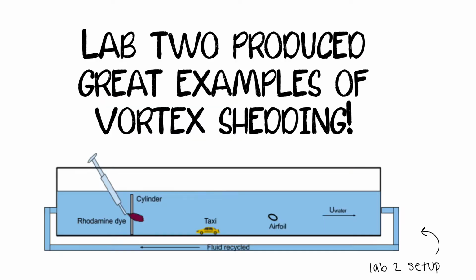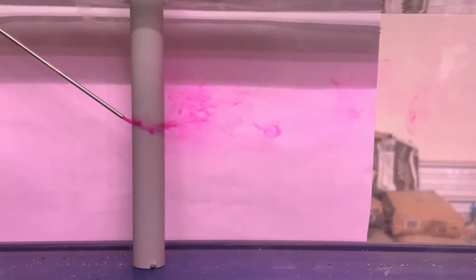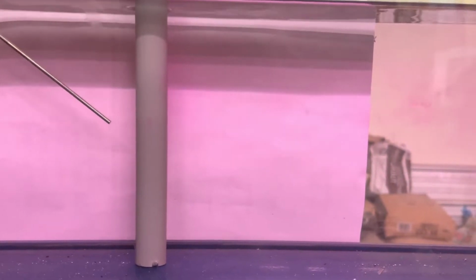Vortex shedding was previously demonstrated in Lab 2 through visualization with rhodamine dye of water flowing around a cylinder. As you can see in this clip, streak lines shown by the pink dye illustrate the stagnation of the fluid just upstream of the cylinder.